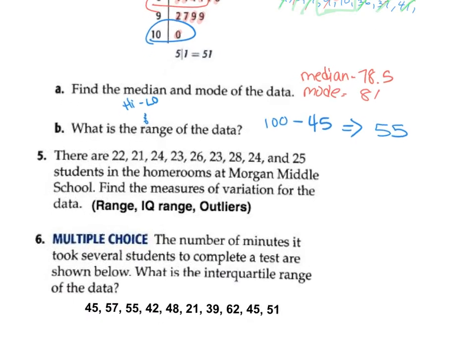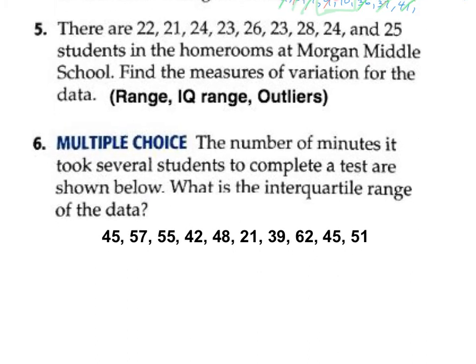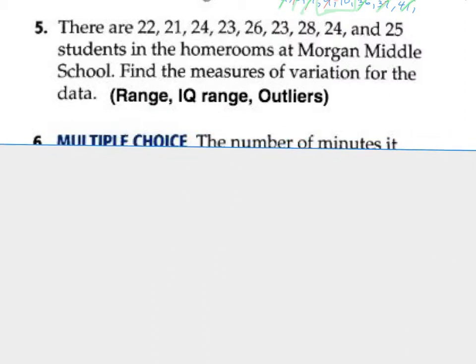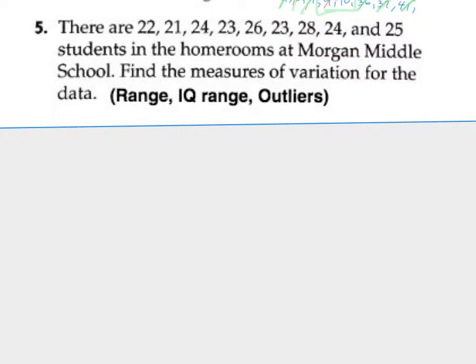Number 5, there are 22, 21, 24, 23, 26, 23, 28, 24, and 25 students in the homerooms at Morgan Middle School. Find the measures of variation. All right, so when you're finding these measures of variation and you see range and interquartile range and outliers, remember that the range is the largest minus the smallest. So the range would be the simplest to find because the highest number is 28 and the lowest is 21. So the range is 7.